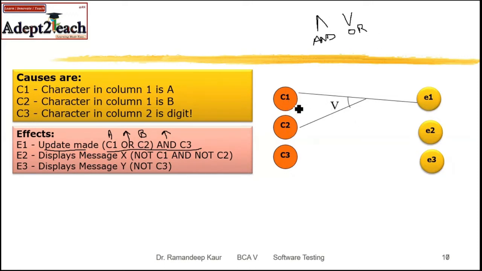So either of the conditions should be true. That is the first part of E1. The second part says and C3 condition should be true. That means C3 should be mandatorily true. So C3 is true, and out of C1 and C2 one condition is true. So here I have marked that one condition from here will be true. Either it will be C1 or C2, and whatever condition is true from here, along with the mandatory condition C3, I have put an AND condition here.